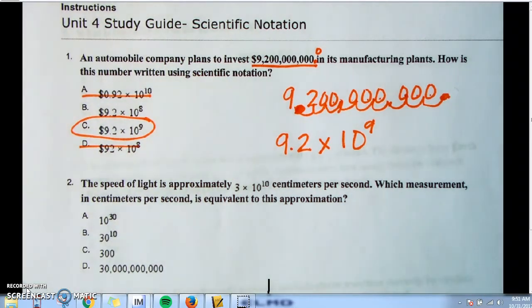The next one says that the speed of light is approximately 3 times 10 to the 10th centimeters per second.